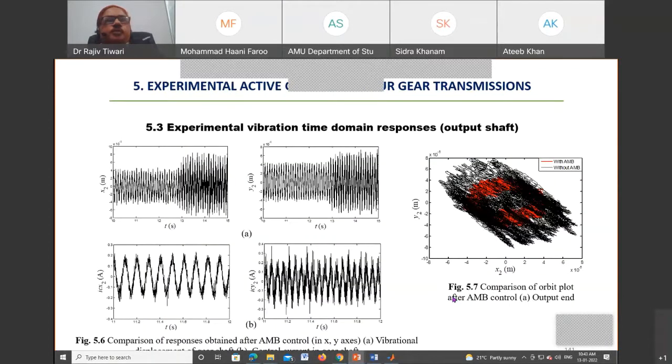So we can see the displacement when the active magnetic bearing is active and when it is not active. You can see there's a change in the amplitude of vibration when it is active, and then suddenly we remove the current, then again displacements are more, and these are the currents. This is the orbit plot of x and y direction, because we measure the displacement both in the vertical and horizontal direction. With and without AMB, the red one is with AMB, so you can see much better controlled vibration of the gear pair compared to without AMB.